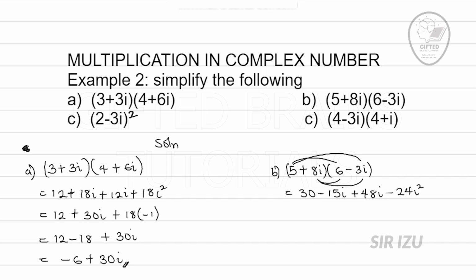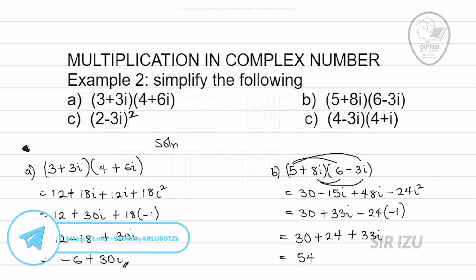So at the end of the day, we have minus 15i plus 48i, which will give us plus 33i, and then minus 24i squared. But again, remember we have i squared, which gives us minus 1. So at the end of the day, we would have 30, and I'll do this with minus 24 times minus 1, which will give me plus 24. So we will have plus 24 here, then the 33i. So eventually we have 54 plus 33i.